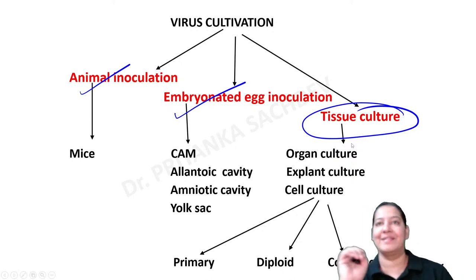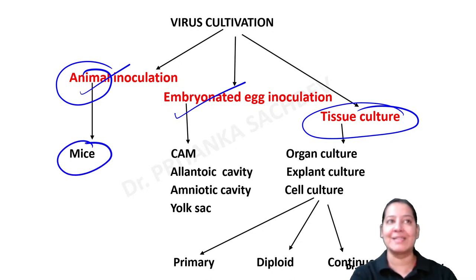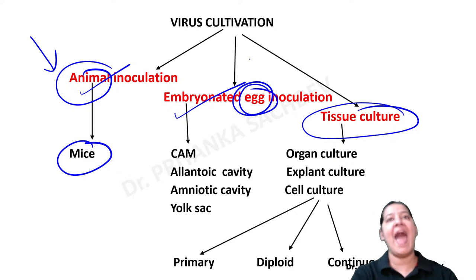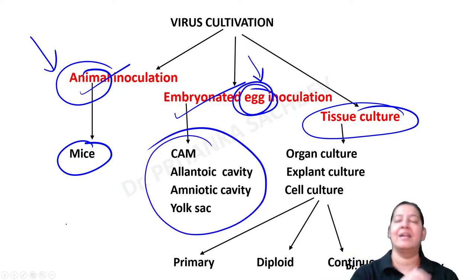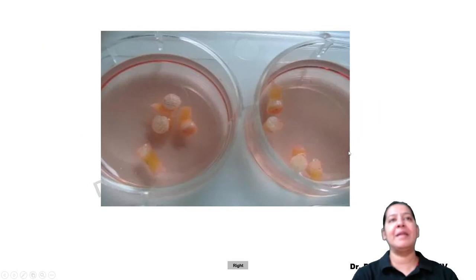The third method is tissue culture. Earlier we were using a live animal, that is mice, to cultivate the virus, to replicate the virus. Then we used an egg, hen's egg, to replicate the virus, in the four cavities of a hen's egg. Here we will use the tissue. From where will we get the tissue? We will take an empty plate.